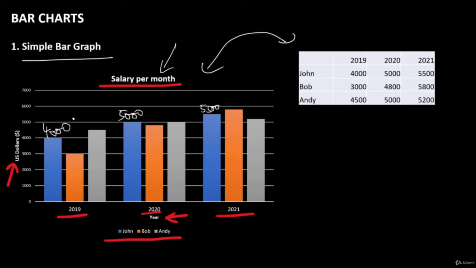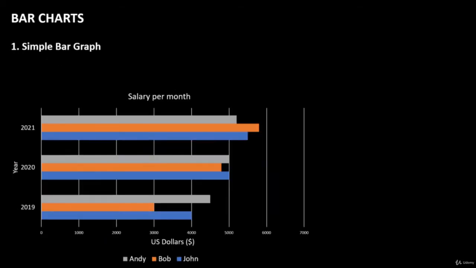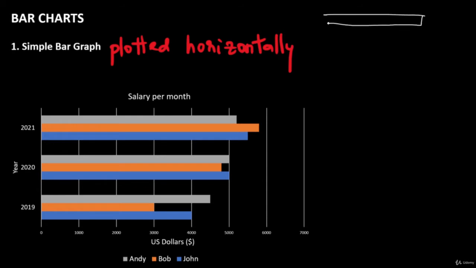All right, now let's move on. Before we go to the second type, you could also draw the simple bar graph by plotting the values horizontally. That's this one over here. It's very similar to the one we saw before. The only difference is that the bars are drawn horizontally, whereas earlier we had them vertical.